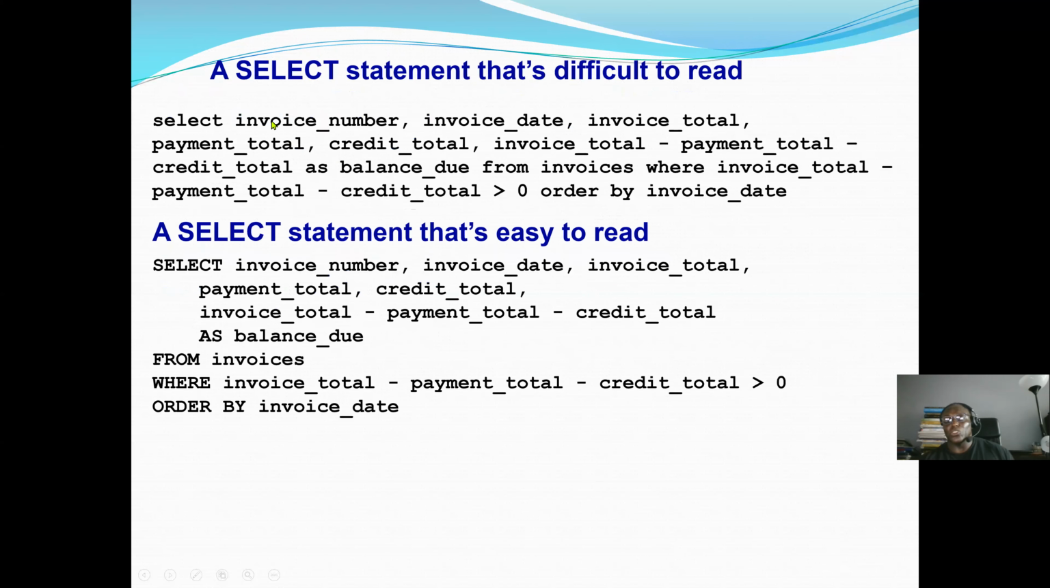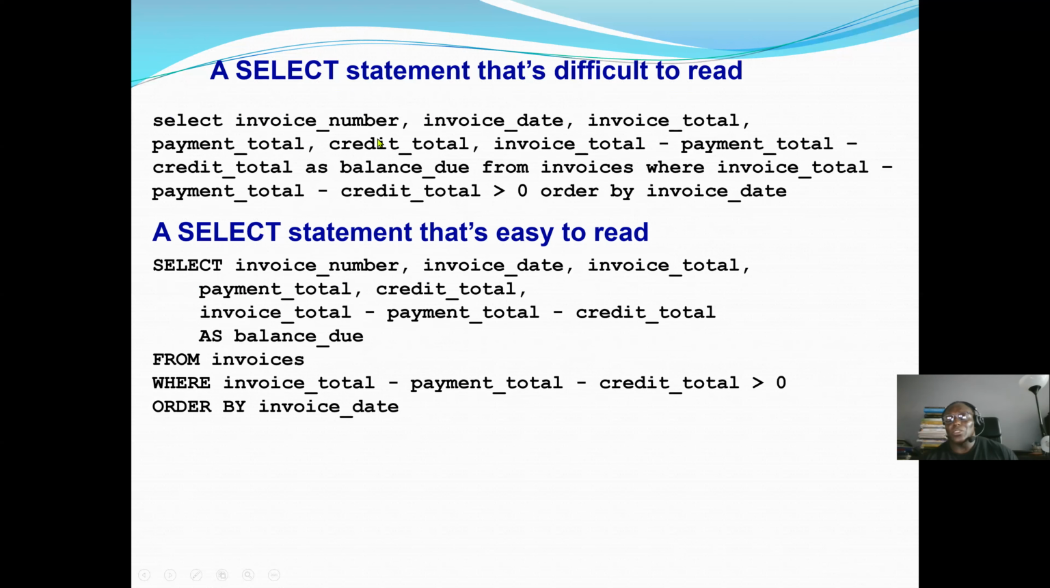So this statement is correct. It's the same as the one below, but I would prefer the one below because it's easier to read. I can see all the columns. Then I can see select, from, where, order. I know when select comes, the rest will be the column names. From, the table name will follow. Where, there will be a condition that we need. Order by means to sort.